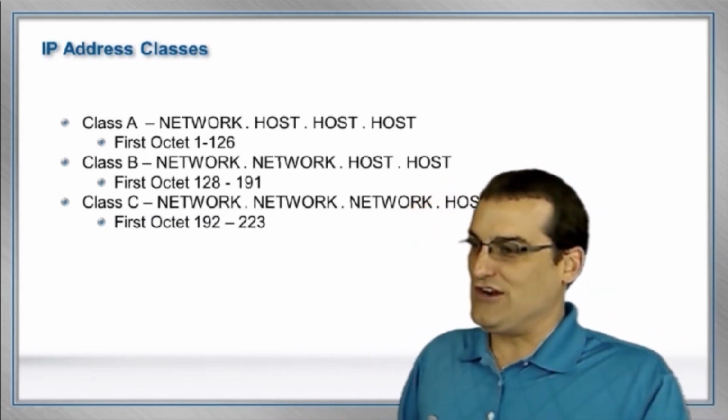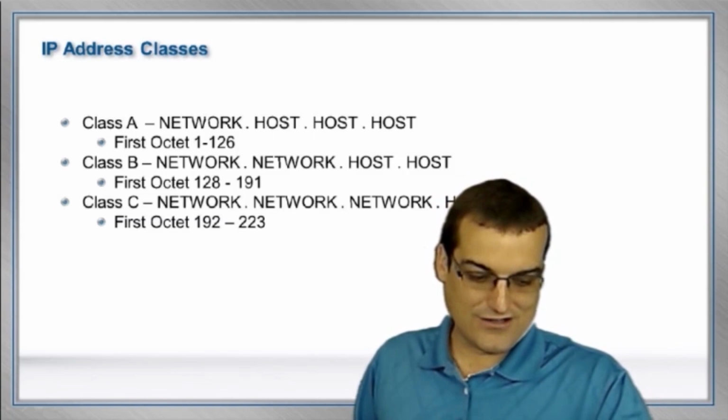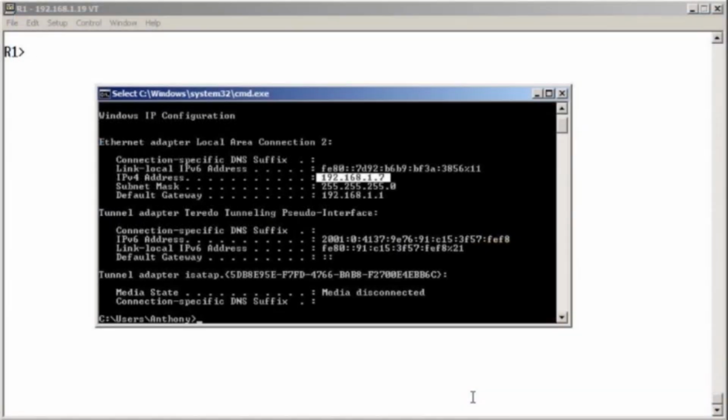Lots of memorization here, and again, I recommend you use flashcards. Also, bring this to life by going to a machine, looking at an address like 192.168.1.7 as we see here, and realizing, oh, wow, cool, I have a Class C address. Pretty awesome.